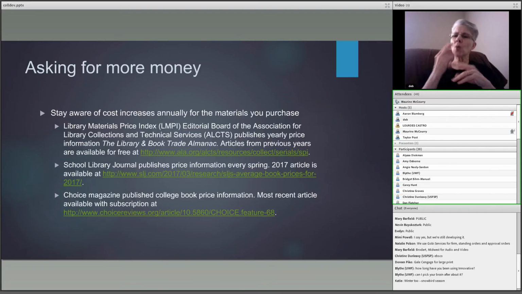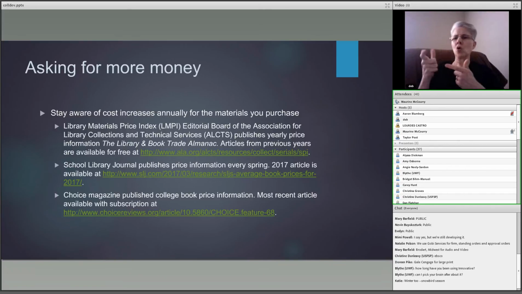Just knowing inflation rates is helpful, but specific to library purchases, the Library Materials Price Index is a key tool for this explicit purpose. This is published by Alex in the Library and Book Trade Almanac, but you can get previous years' issues available for free from the website linked here on the ALA site. Very helpful. Even if you're not able to get the most recent year, you can see trends from these numbers.